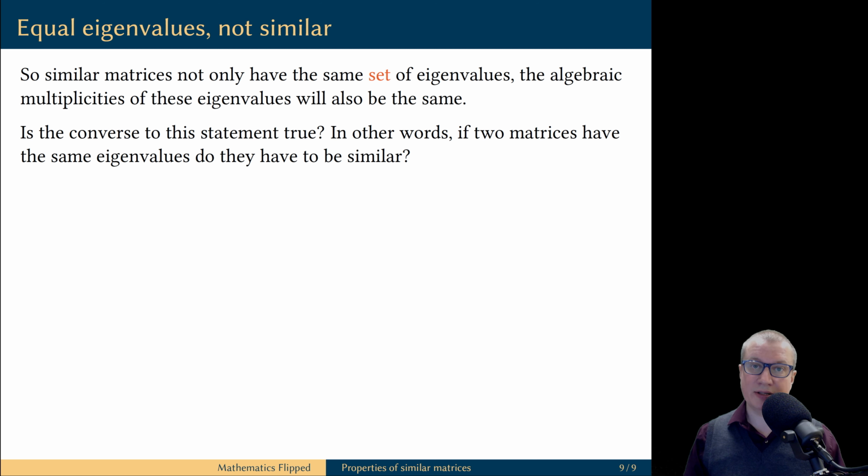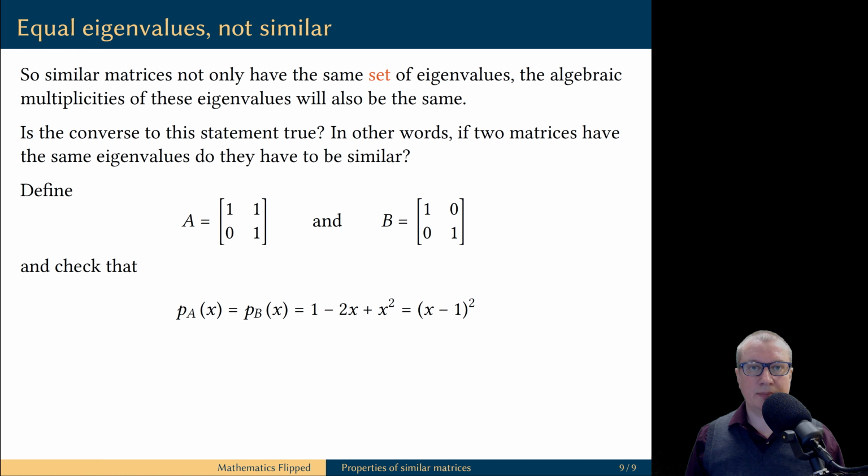But now, does it work the other way around? If two matrices have the same eigenvalues, is it enough to guarantee that they are similar to each other? Let's look at an example. We have 2 by 2 matrices A and B. You can quickly check that they have identical characteristic polynomials, and in particular, they have identical eigenvalues.